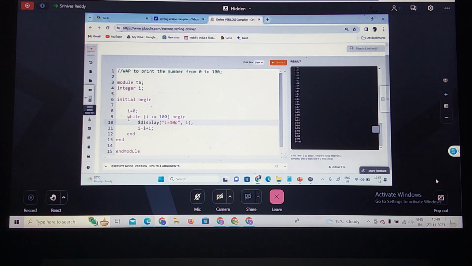Now can you print only the even numbers from 0 to 100 using a while loop? How to print only the even numbers from 0 to 100 using a while loop? One way to do this is to divide the number by 2, modulus of 2. If it is equal to 0, those numbers are even numbers. Inside this while loop, I should write conditional statements.